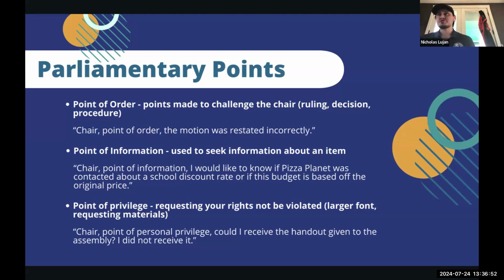So point of information is used to seek information about an item. So, chair, point of information. I would like to know if Pizza Planet was contacted about a school discount rate, or if the budget is based off the original price. And then your point of privilege would be requesting that your rights not be violated. This could be you asking for a larger font or requesting the material. An example of that would be, chair, point of personal privilege. Could I receive the handout given to the assembly? I did not receive this. And then I will hand this back off to Emily.